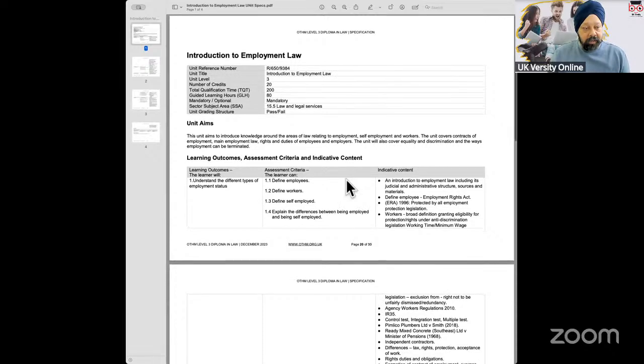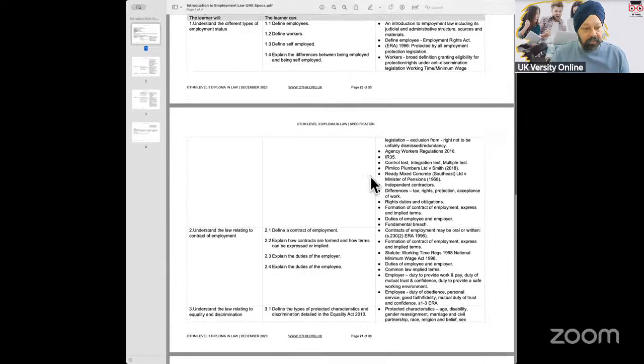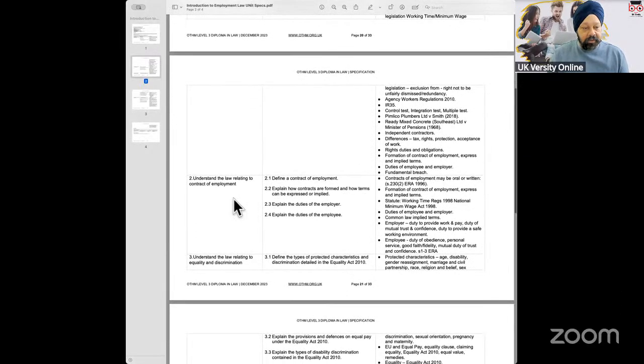And we're going to be looking at covering learning outcome 1 today, which is, as I mentioned, different types of employment status. The second learning outcome focuses on laws relating to contract. So how are contracts formed? What does the contract include? What are the terms and conditions that you need to have included in the contract? What are the laws and legislation that the contract needs to adhere to? And obviously duties of the employer and duties of the employee.